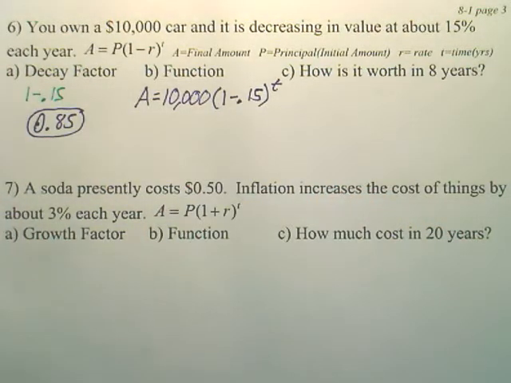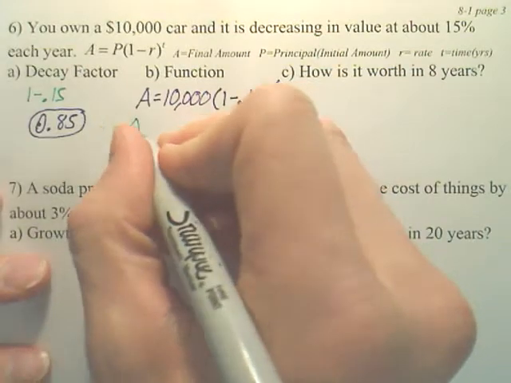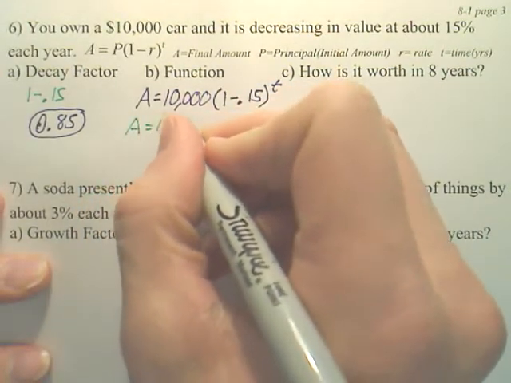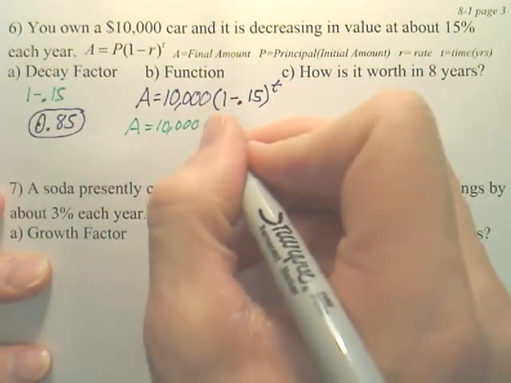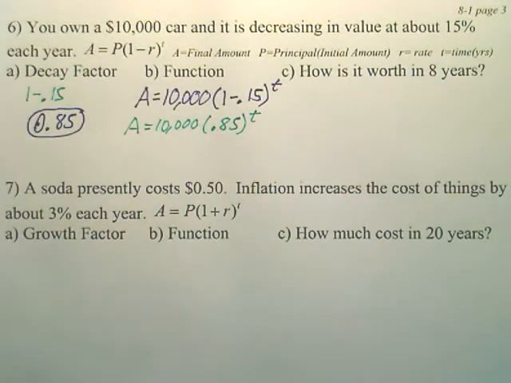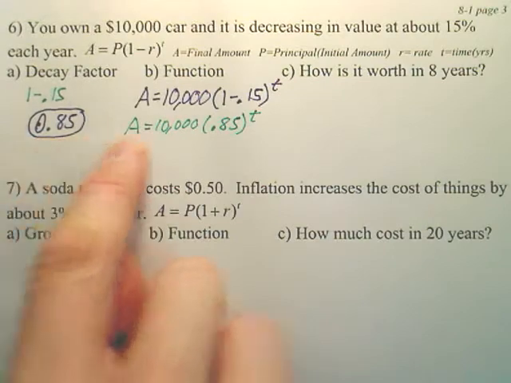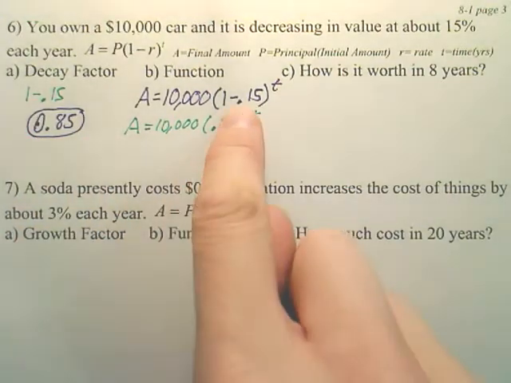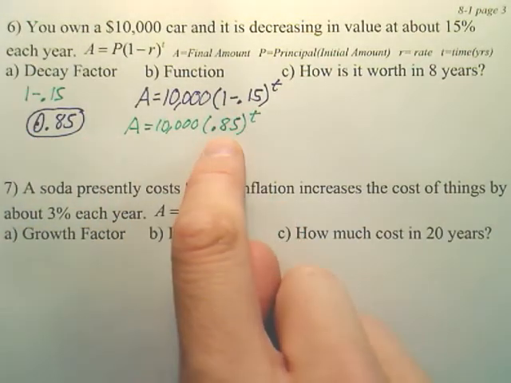Now, could I simplify that to this? That is a more simplified. Do you guys see the decay factor? Your rate is 0.15, but your decay factor is 0.85.